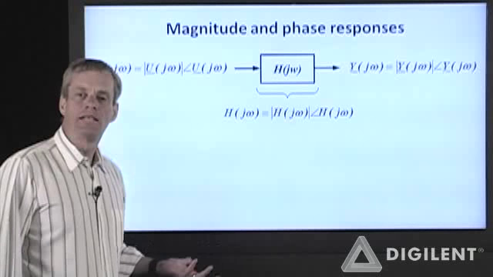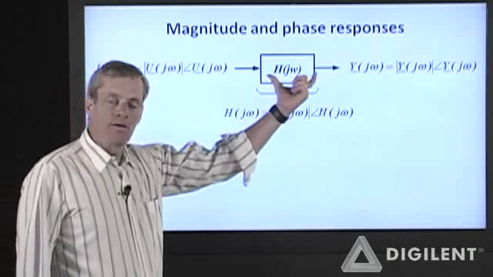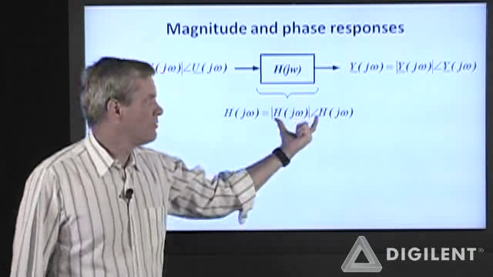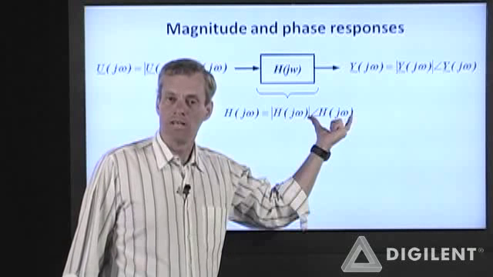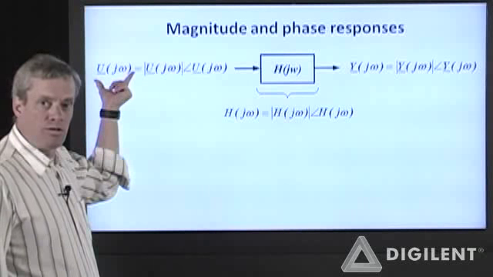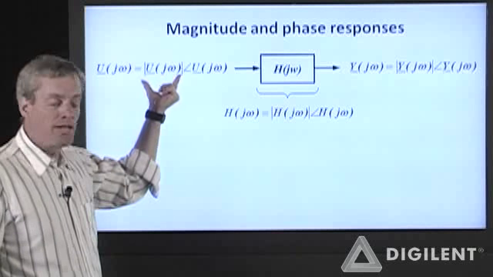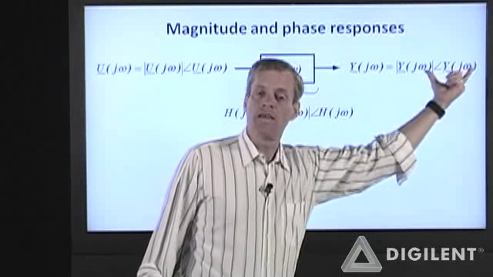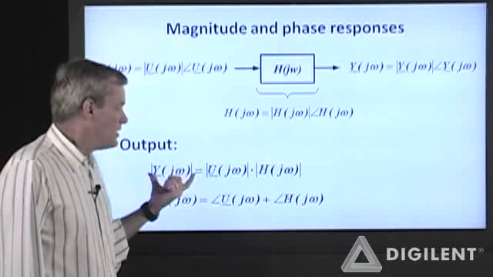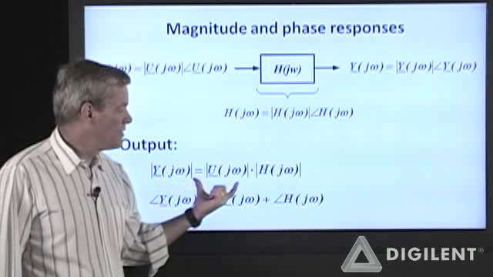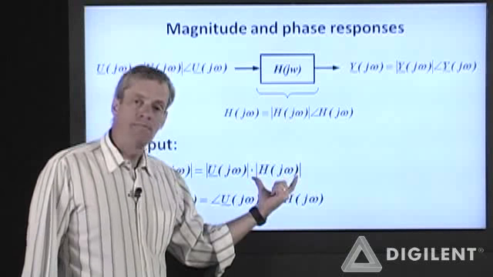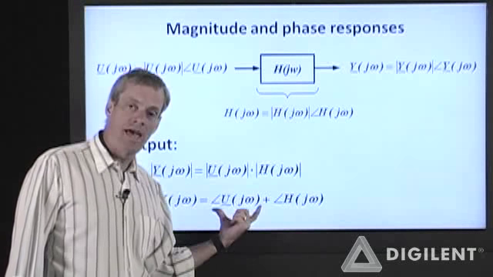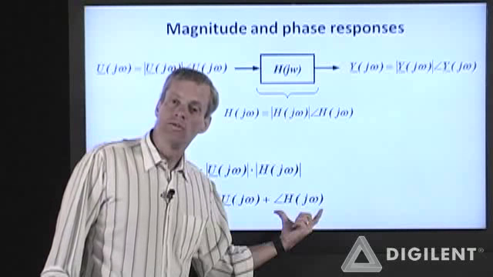Now let's take a look at this in slightly more detail. My frequency response is H of j omega. It consists of some magnitude response, magnitude of H of j omega, and some phase response, angle of H of j omega. My input phasor, U of j omega, consists also of some magnitude and some phase for each frequency. The output also has a magnitude and a phase as a function of frequency. So to get the output magnitude, we multiply the input magnitude times the magnitude of the frequency response. To get the output phase, we add the phase angle of the input with the phase introduced by the system itself.